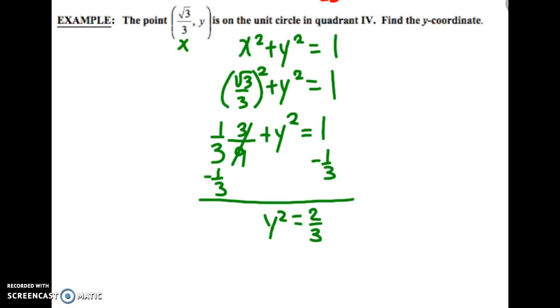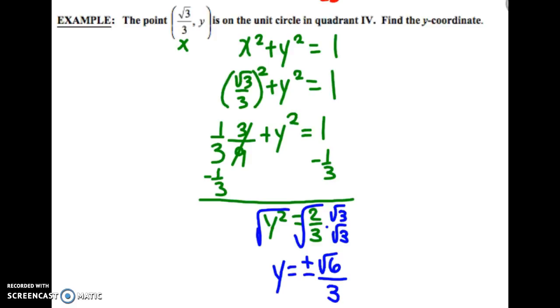So now if I want to solve for y, I'm going to square root both sides. Remember that anytime you square root, you get two solutions. So my two solutions are going to be y equals plus or minus. Now I need to simplify that square root of 2 over 3. I'm going to have to rationalize. So I am going to multiply top and bottom by square root of 3 over square root of 3, which is going to give me square root of 6 in my numerator and 3 in my denominator. But the question is, which one is the answer? Is it positive square root of 6 over 3 or is it negative square root of 6 over 3?